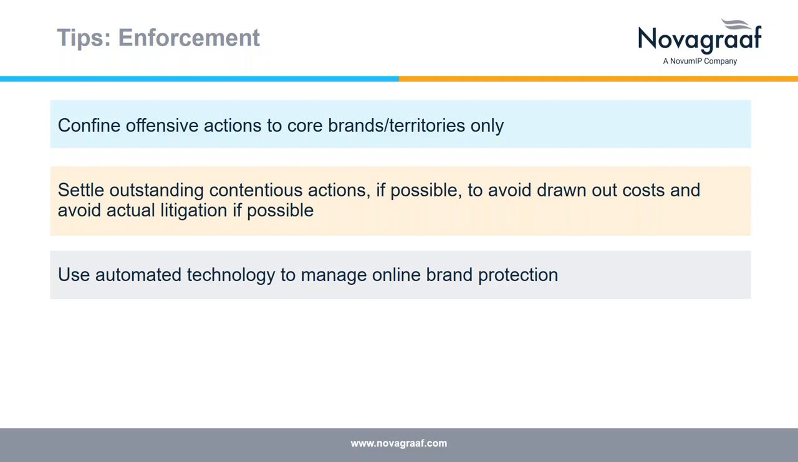Another option is to use automated technology to manage your online brand protection. Novagraaf has really recently developed a very new tool, online brand protection, and I will give you some information at the end of the presentation on this. But in this tool, we use automated enforcement. Now, you can imagine that using automated enforcement, so automated sending out of letters or notice and takedowns, things like that, will save you a lot of costs from expensive lawyers or maybe even trademark attorneys. So that's also a good way to limit the costs on enforcement.